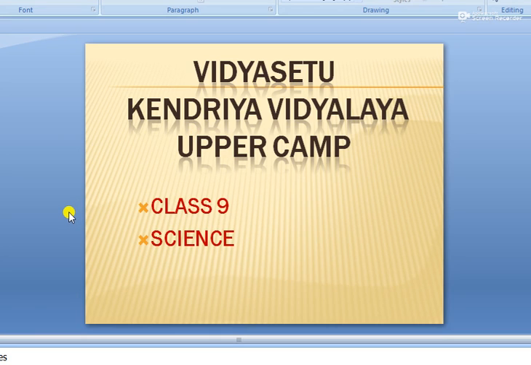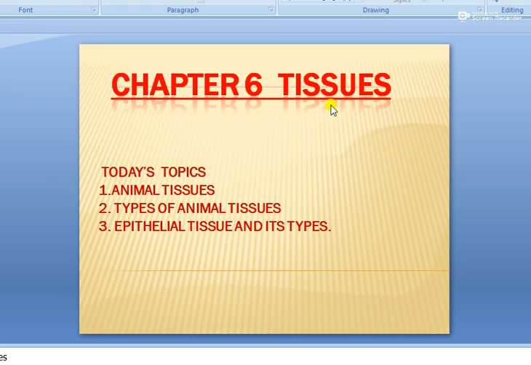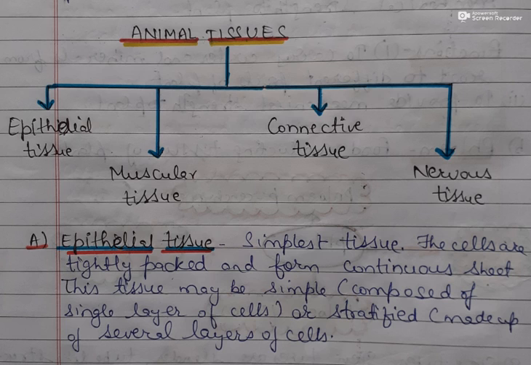Today we will continue with the same chapter, tissue. In this chapter, we have already completed the various plant tissues. So now today we will be studying about animal tissues: types of animal tissues, epithelial tissue and its types. So let's start our class.